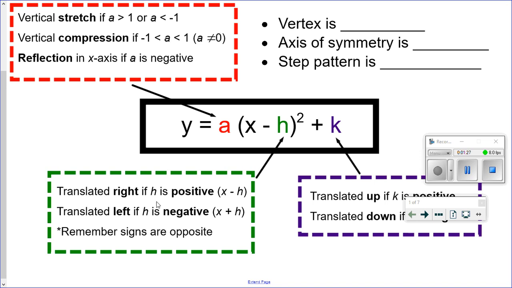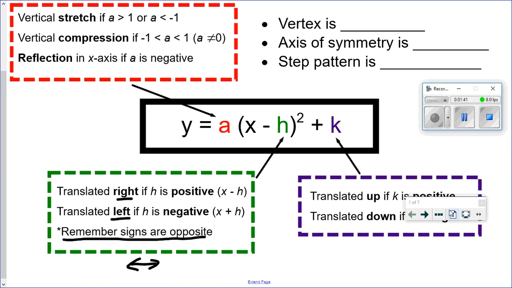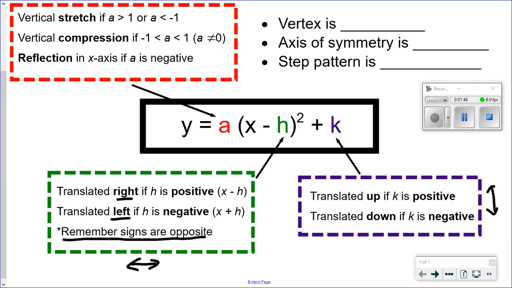If we look at the H, then things get translated left or right. And remember that the signs are opposite. So for me, I tend to just think of it as being like that. And K moves things up or down. Now, the reason this is called the vertex form of the quadratic equation is that to find our vertex, we just change the sign of the H to get our X and plug in K. So our vertex becomes negative H, K.